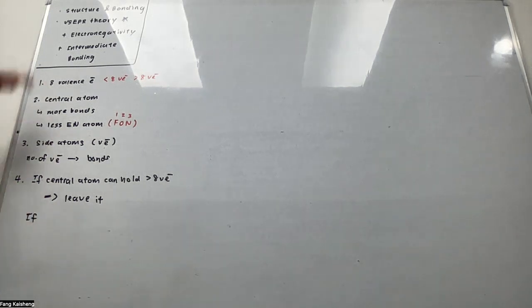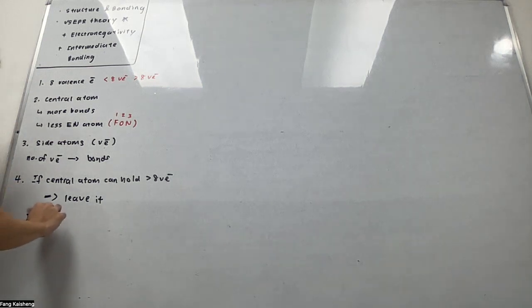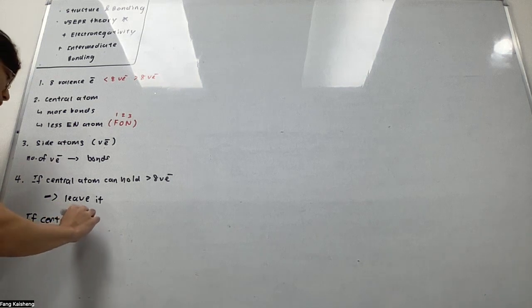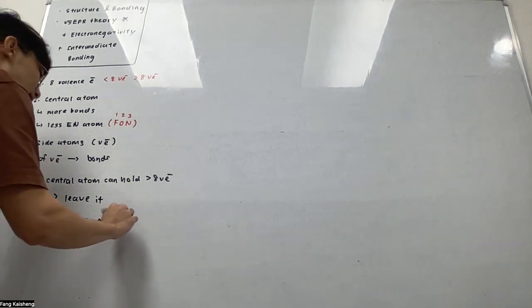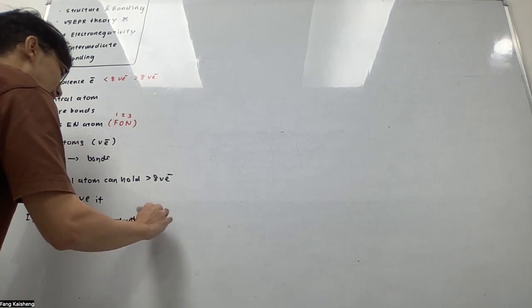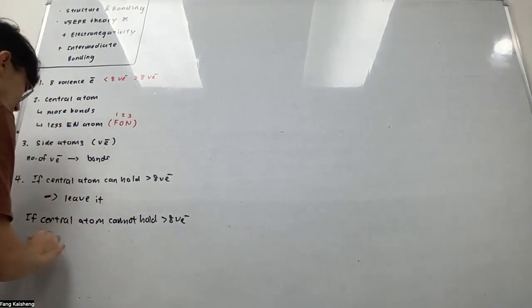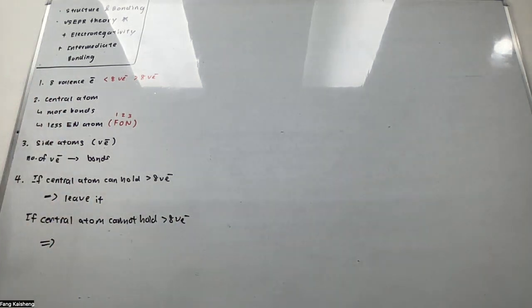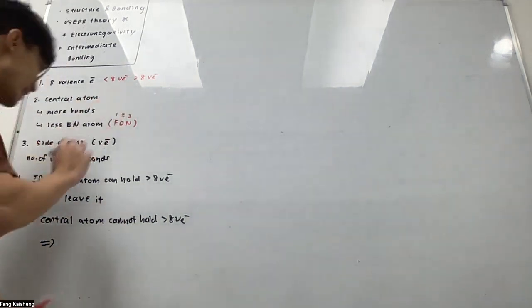We're just doing a recap of dot and cross stuff. But anyways, if the central atom cannot hold more than 8, then what do we do, guys? Can you remember? If you cannot hold more than 8 valence electrons, then you need to include what kind of bond? Can you remember? Okay, good, the dative bond.